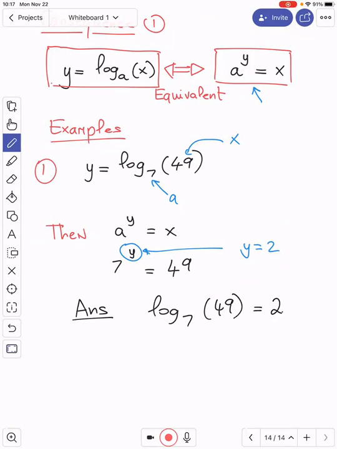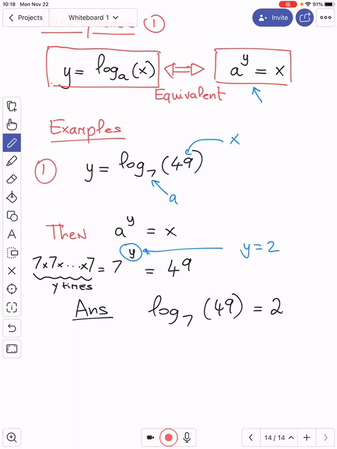Is that saying how many times 7 times itself would give us 49? Yeah, absolutely. That's the logic of this. 7 to the power y is like 7 multiplied by itself y times. And to get 49, you need to multiply 7 by itself 2 times, right?